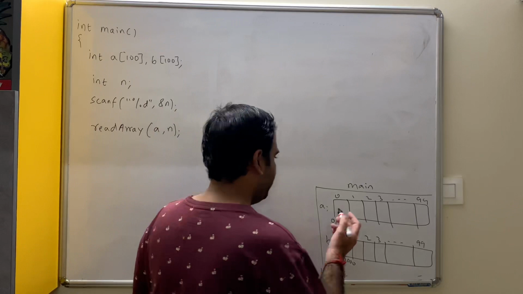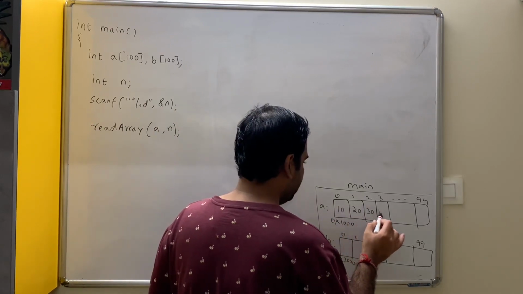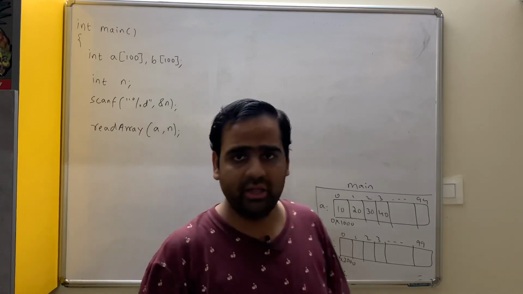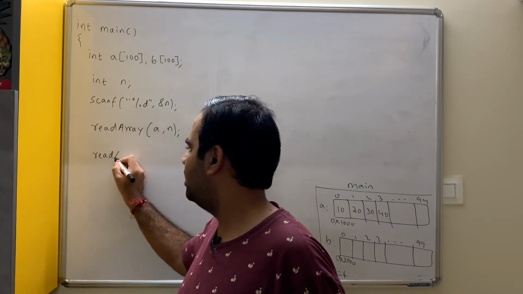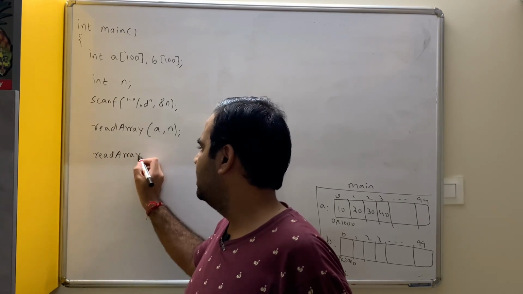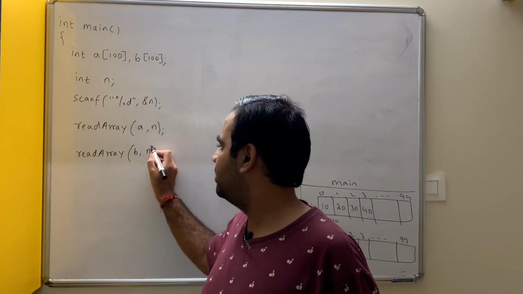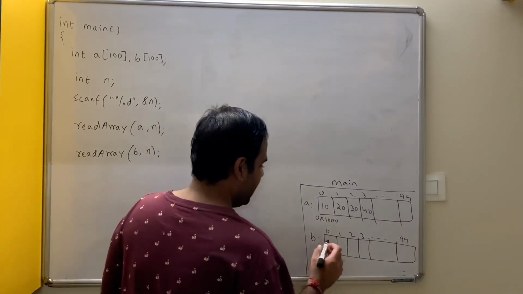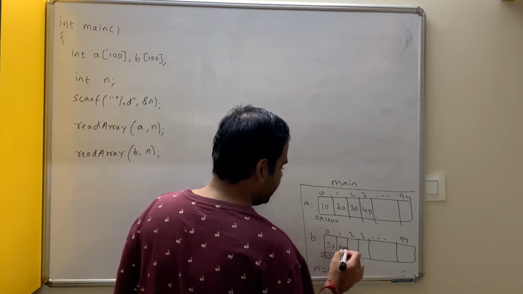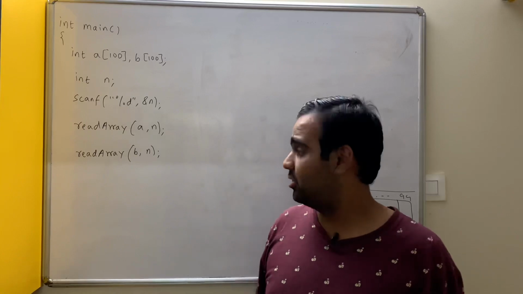Now say for example the value of n is 4, and I read here 10, 20, 30 and 40. Now this is the read array A. Now similarly you want to read the array B. We call again the function read array. Which array we want to read? Array B. And how many array elements are there? There are n array elements, and suppose I read here 50, 60, 70 and 80. That will be stored at the corresponding location.